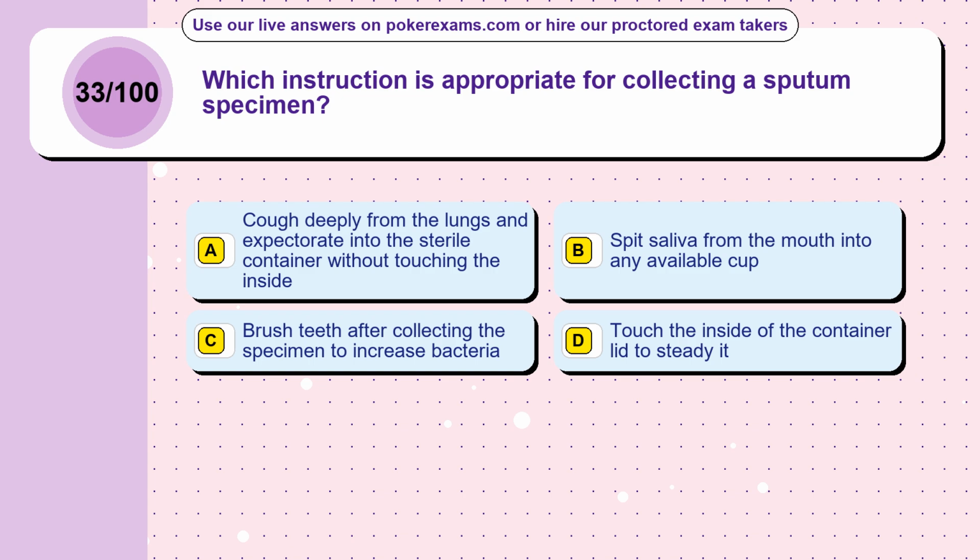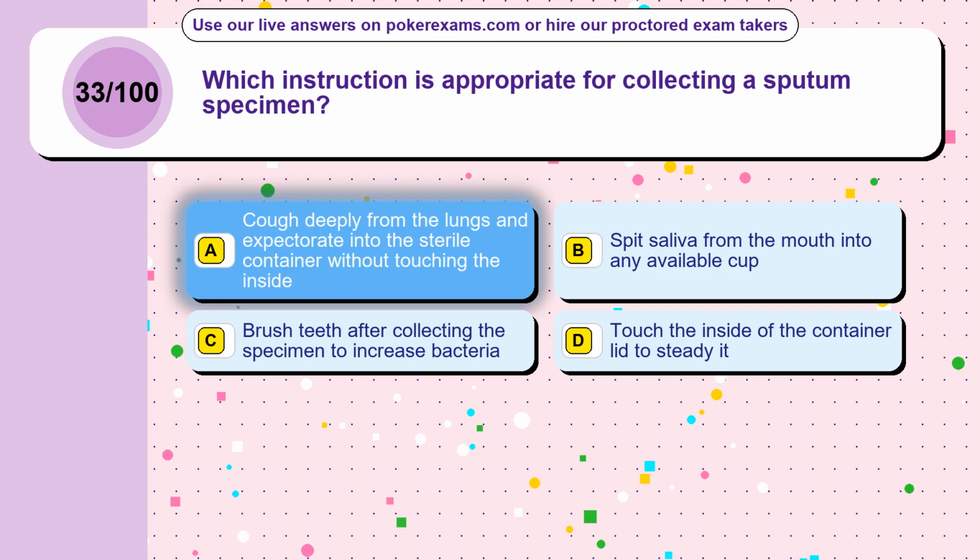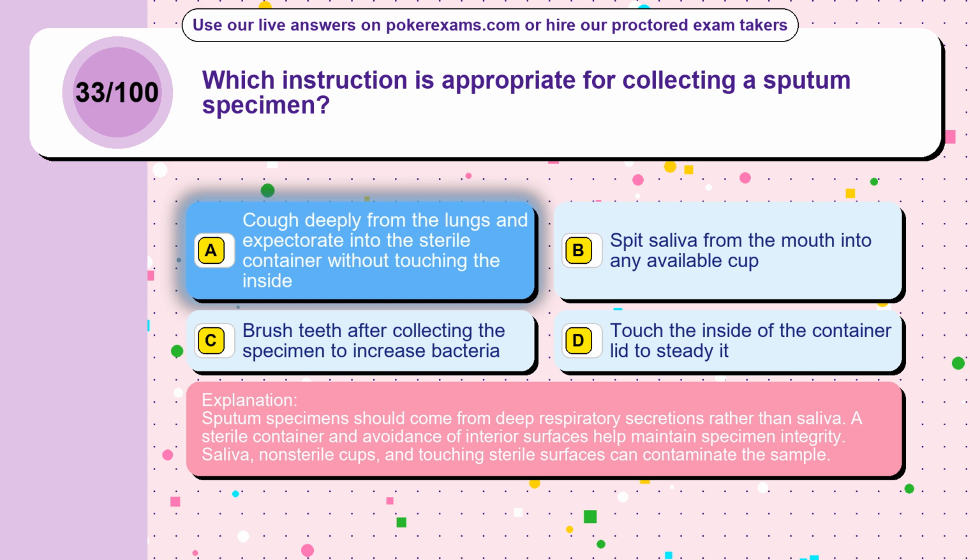Touch the inside of the container lid to steady it. The correct answer is option A. Cough deeply from the lungs and expectorate into the sterile container without touching the inside. Sputum specimens should come from deep respiratory secretions rather than saliva. A sterile container and avoidance of interior surfaces help maintain specimen integrity. Saliva, non-sterile cups, and touching sterile surfaces can contaminate the sample.